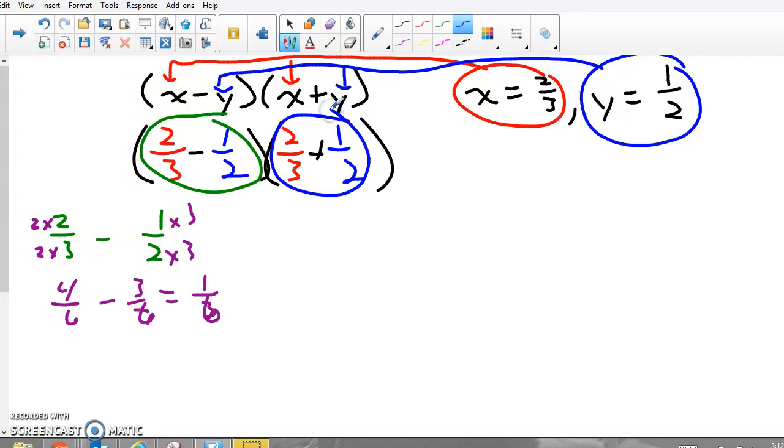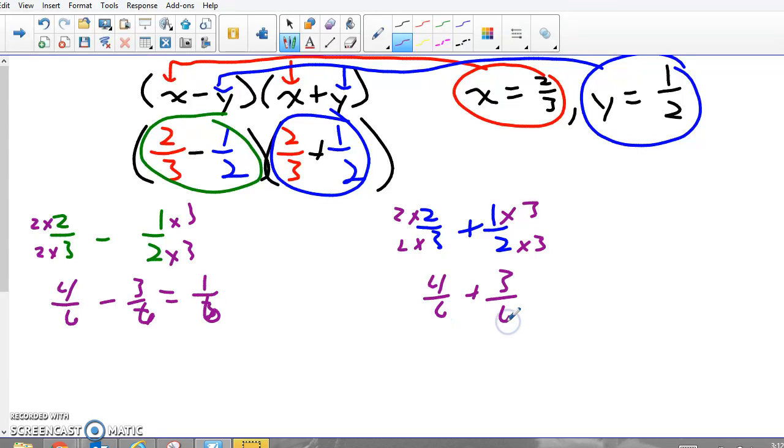Here, I have 2/3 plus 1/2. And again, whatever I do to the bottom, I have to do to the top. So I'm going to multiply by 2 to make it a 6. Get those common denominators that we need. Okay, so that's going to be 4/6 plus 3/6, and you only add the tops. So I have 7/6. So on one side I had 1/6, on the other side I had 7/6.